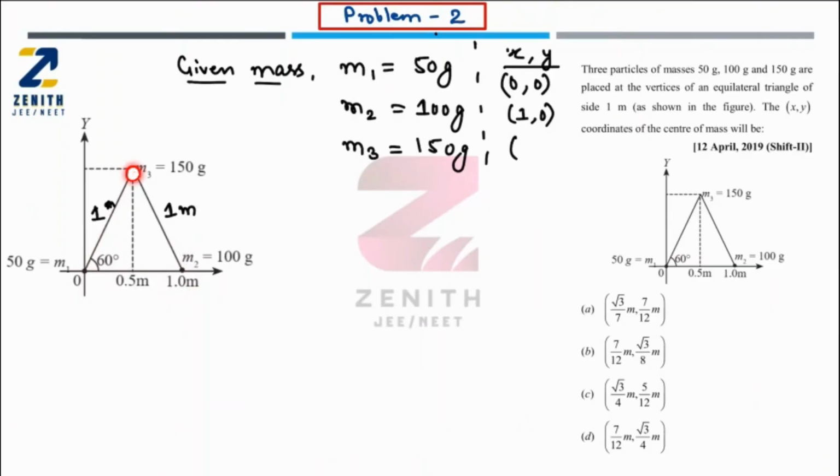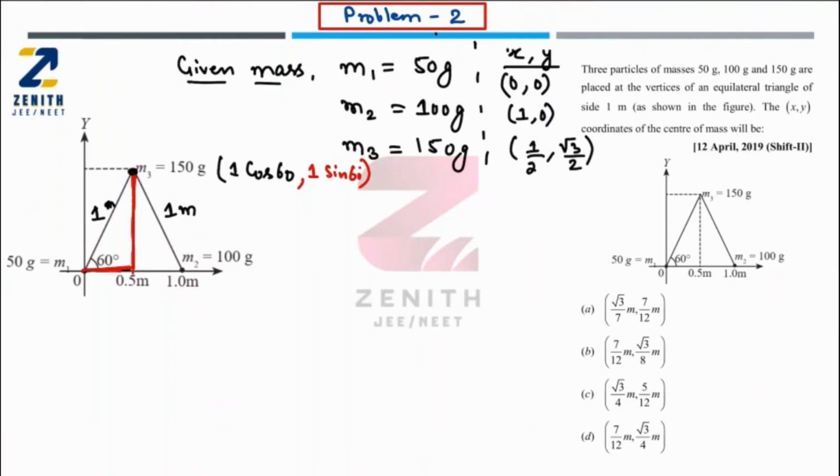So if I want to find the position of this m3 mass, take this cos component. 1 cos 60 will be the x coordinate, and what about this one? 1 sin 60. So I have resolved this 1 meter in the x and y direction: 1 cos 60 and 1 sin 60. What is this value? 1 cos 60 is 1 by 2 and sin 60 is root 3 by 2.